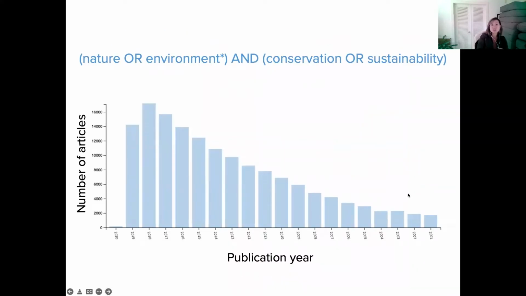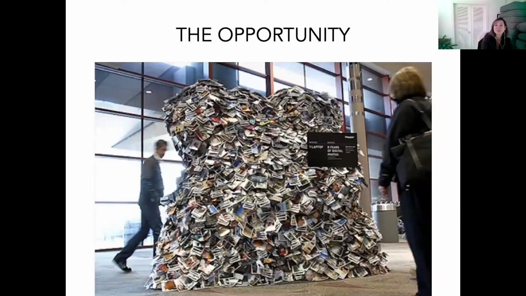So in the conservation field, the number of papers being published each year is growing exponentially. In 2018, there were over 16,000 new papers in conservation sustainability, just using these terms to look for it. And so, there's a pile of potentially relevant information, this opportunity for evidence-informed decision-making.